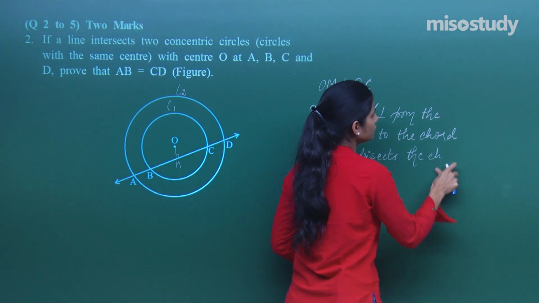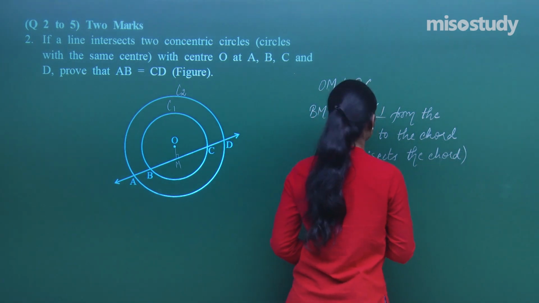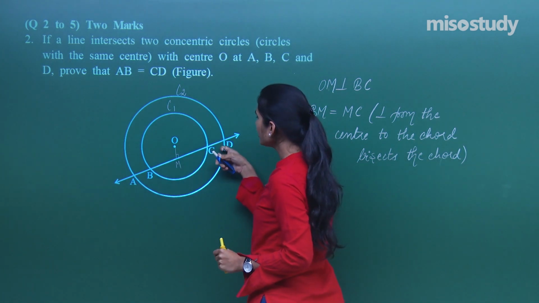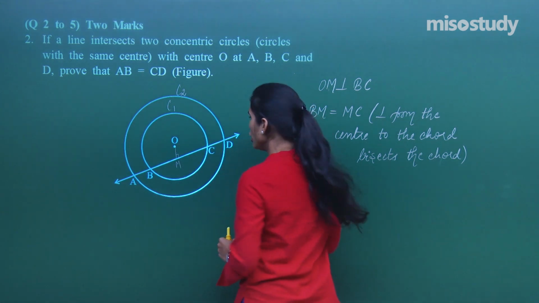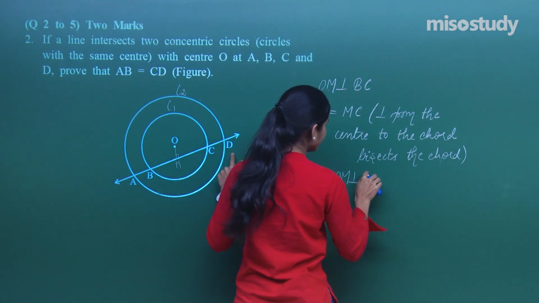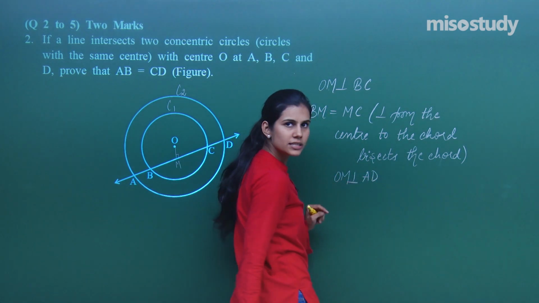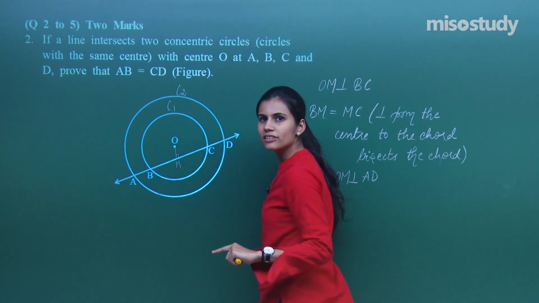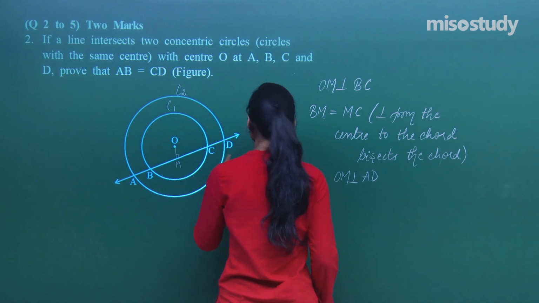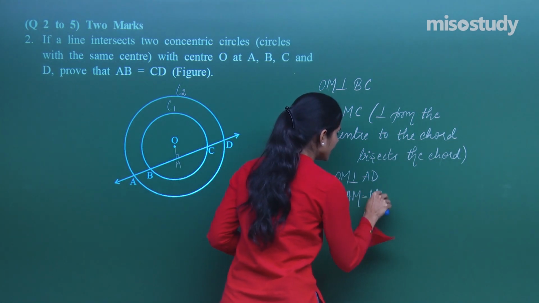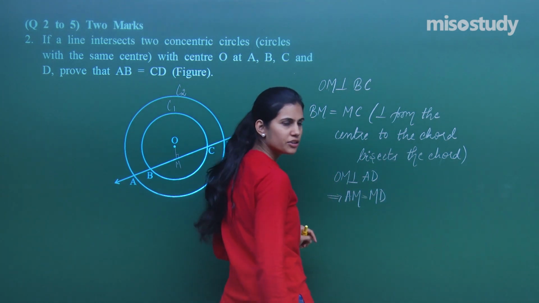Perpendicular from the center to the chord bisects the chord. Moreover, the same OM is acting as perpendicular to the chord AD of the circle C2. So OM is also perpendicular to AD, chord AD of circle C2. Again, perpendicular from the center to the chord AD is going to bisect the chord AD. So I will have AM is same as MD. Exact same reason which is written over here.